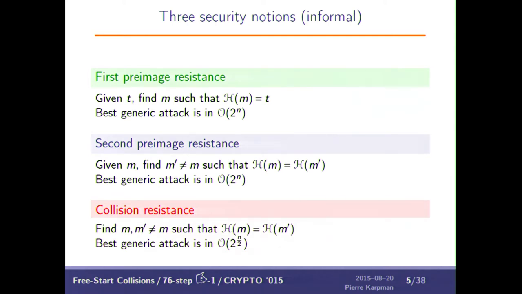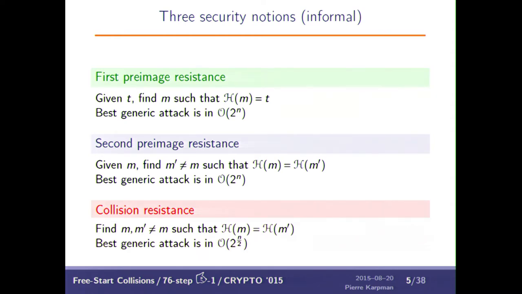The first two are quite related. The first is pre-image resistance. Let's say I'm just given a target T and I want to find a message that hashes to this target. If I know nothing about the structure of the hash function, the best I can hope to do is some sort of exhaustive search, which has a complexity of about 2 to the n, where n is the length of the hash. Second pre-image is quite similar, but this time I'm given a message m, and I want to find a distinct one that hashes to the same value, with the same complexity.